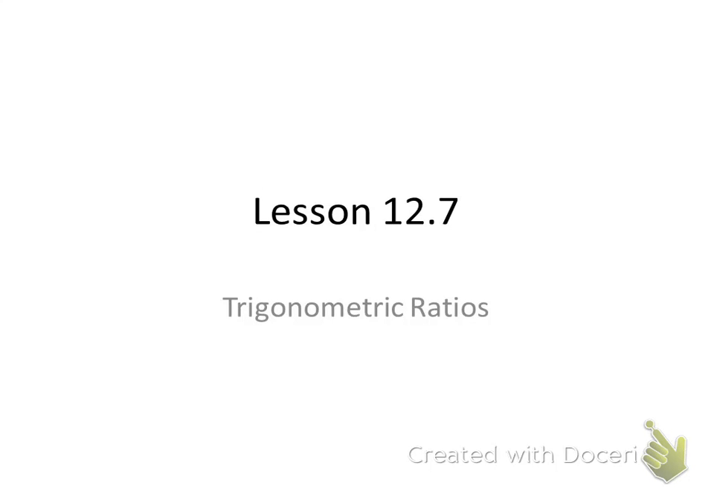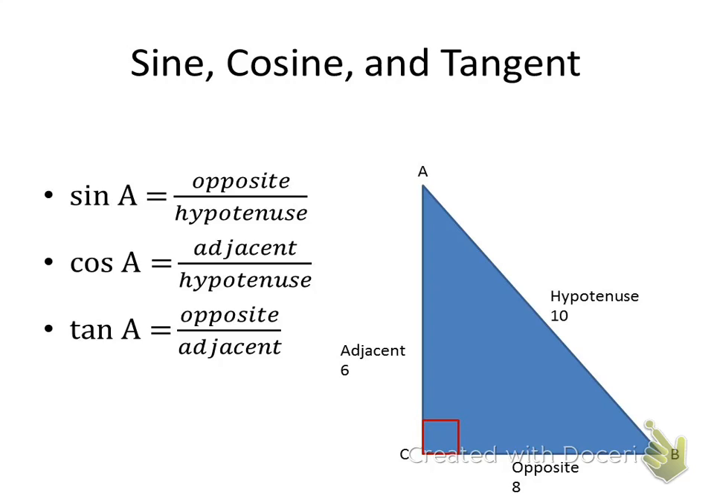Lesson 12.7. We are doing trigonometric ratios. And what they are is sine, cosine, and tangent. What this tells us is how to find angle sizes or side lengths whenever I'm missing them. So go ahead and write each of these ratios down.